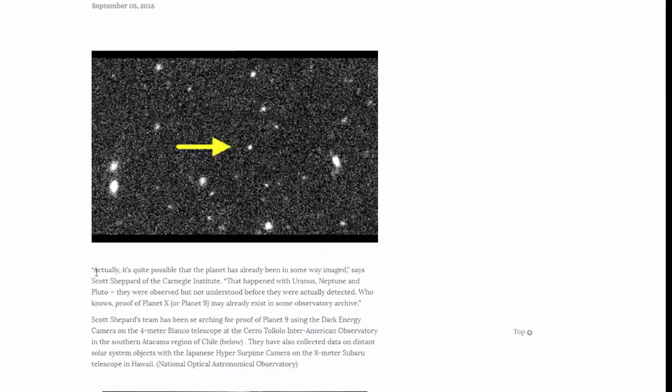And what the article is basically saying is that Scott Shepherd of the Carnegie Institute says it's quite possible that the planet has already been in some way imaged. And of course this is kind of beating around the bush, but we've seen the ALMA astronomers and their footage, and people are capturing things all over the place that don't make any logical sense, that should not be there. So it would not shock me at all if we see this object in the near future.